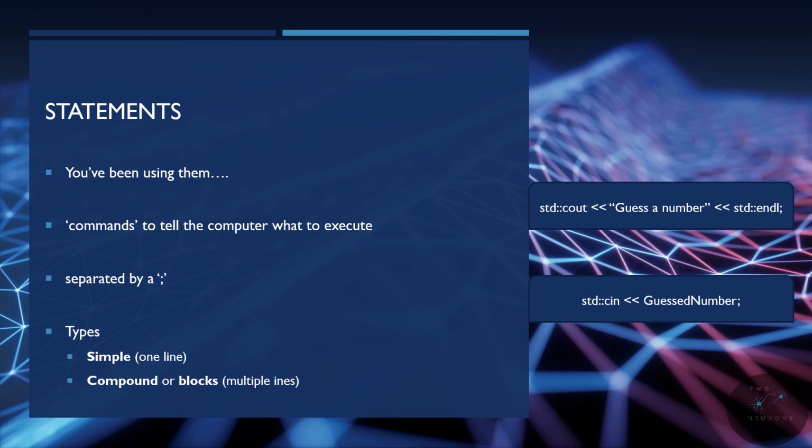Statements come in two types. They can either be simple, one-line statements, as demonstrated here, or compound, otherwise known as block statements, which take up multiple lines. And the reason why we're talking about compound or block statements is we'll see them often when we have conditional statements we have to run. And we'll talk about that in just a moment.